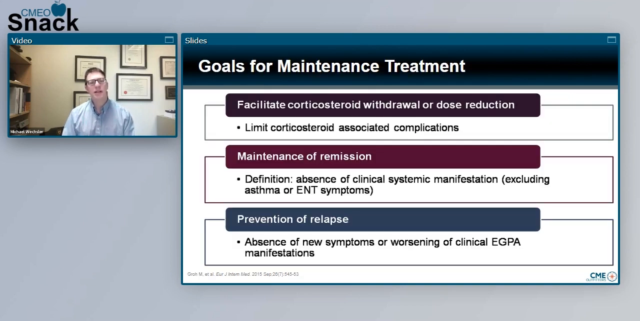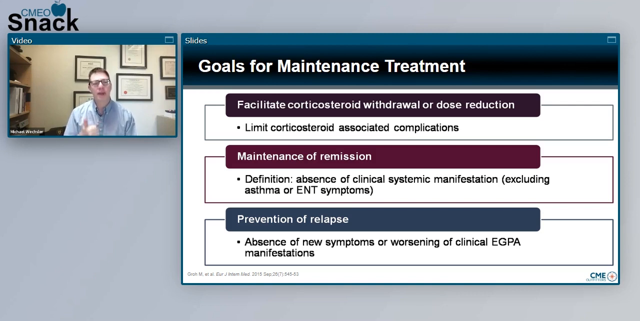So we've talked about induction of remission. Now I want to focus a little bit on maintenance of remission. I think it's important to recognize that our goals are really shaped by the side effects of corticosteroids. And you said rheumatologists love corticosteroids. They love giving corticosteroids. But I bet you that most rheumatologists don't love the side effects of corticosteroids that include cataracts and glaucoma and osteoporosis and weight gain and increased risk of stroke and cardiac disease.